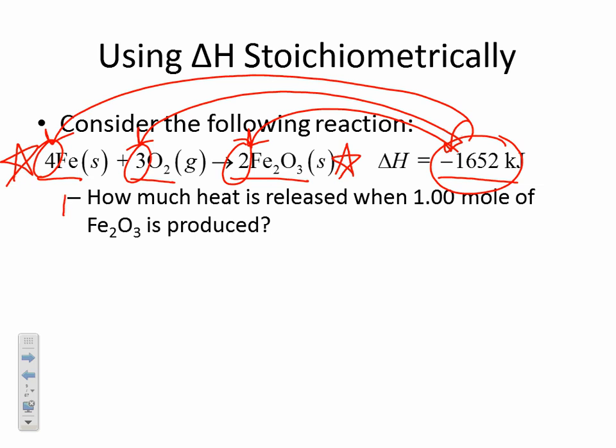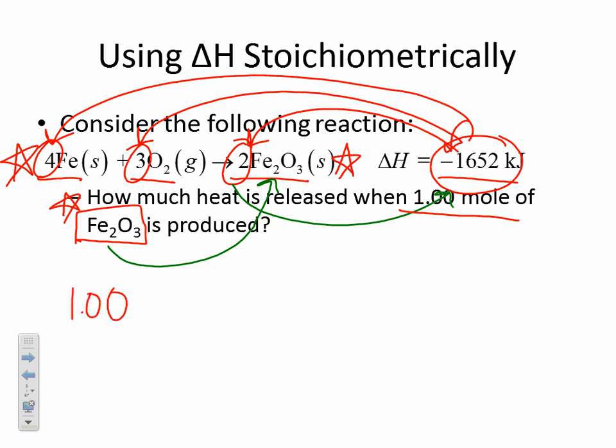So we have a question here. It says how much heat is released when 1 mole of Fe2O3 is produced? Starting off with a simple one to show you what I mean. When we look at the reaction, it's asking about Fe2O3. And in the balanced chemical equation, we have 2 moles of Fe2O3. So 2 moles of Fe2O3 will release 1,652 kilojoules of heat. That is what that enthalpy value is saying. But we don't have 2 moles of Fe2O3. We have 1 mole of Fe2O3. So hopefully you understand that if we have half as much Fe2O3 as the reaction says, we're going to create half as much heat.